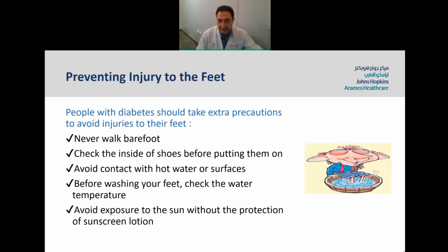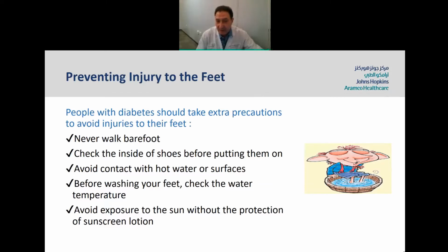Preventing injury to the feet. People with diabetes should take extra precautions to avoid injuries to their feet. Never walk barefoot, even on the carpet and even inside the house. Check the inside of your shoes before putting them on, just in case something is inside the shoe that may cause an ulceration that you will not feel until after it's too late.